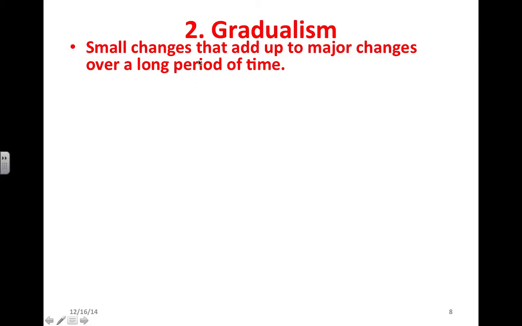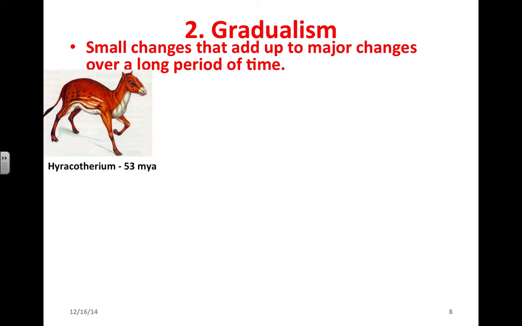Okay, so now we're heading to our second goal, and it's in red. It's called the 2 different kinds of rates of change. The first one is called gradualism, and in it we see the word gradual, which you know what that means. That means pretty slowly. These are very small changes that add up to major changes, and it takes a very long period of time.